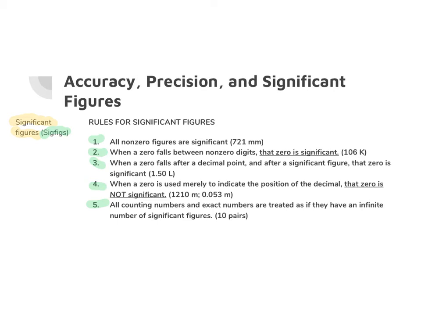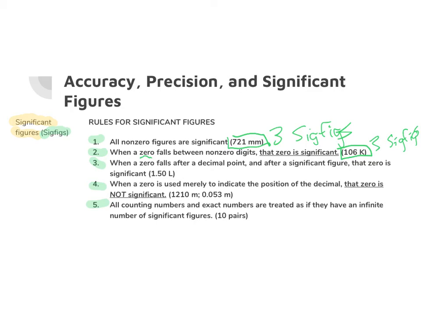All non-zero figures are significant. So we look at this example right here, 721 millimeters. 7, 2, and 1 are all non-zero figures. We have 3 sig figs here. When a 0 falls between non-zero digits, that 0 becomes significant. So here we have another measurement, 106 Kelvin. That has 3 sig figs as well.